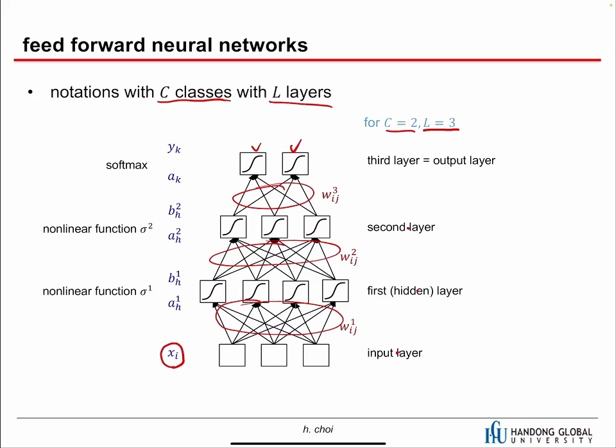We have input X, and after applying this matrix, now we have A. A is right before applying the nonlinear function, and B is right after applying the nonlinear function. Then we apply the matrix multiplication to this B, and we get this A2, and applying the nonlinear function, we have B2. Then we apply the matrix multiplication, we get AK, and applying a nonlinear function like a softmax, now we have YK. This is for the propagation.